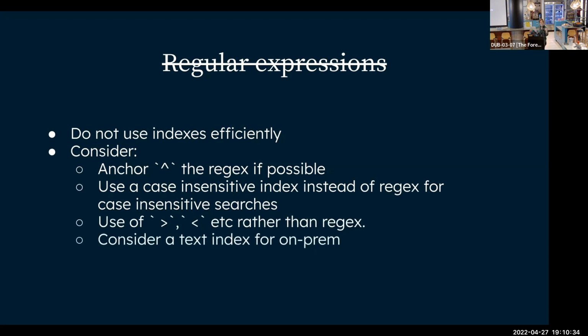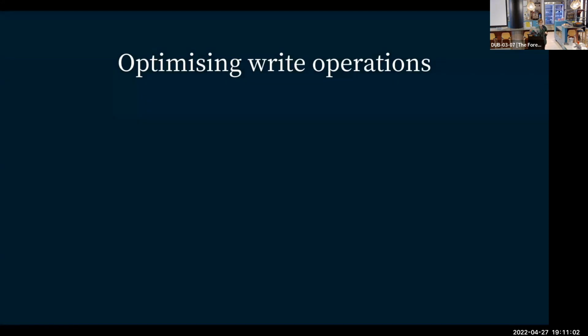For on-prem, not Atlas, you could consider a text index, but I have to warn you that they are extremely expensive on memory. But if you've got an Atlas cluster, then you should use Atlas text search. It's really good, and it's one of our products that we're investing a lot in. Very performant. So those are my recommendations. If your queries need to do text matching, try and avoid regular expressions, particularly case insensitive regular expressions.